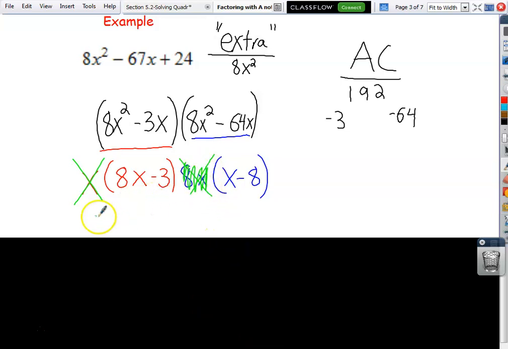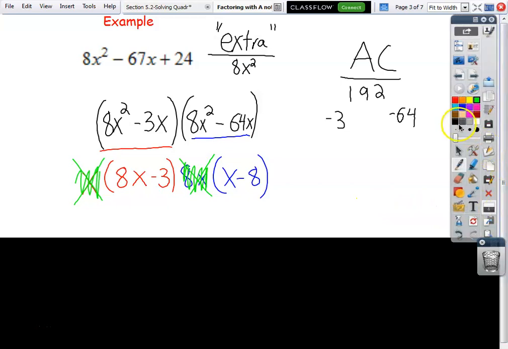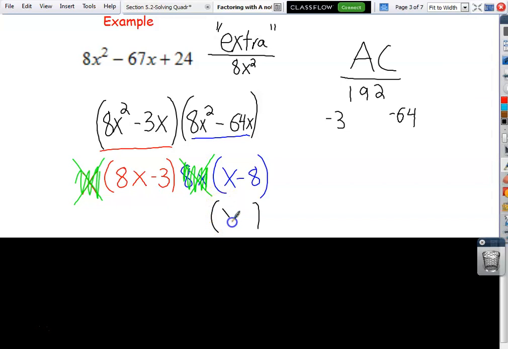Everyone knows they're gone. And what do I have left over? My binomials. What kind of wizardry is this? Now, if you're not sure if I factored this correctly, what could you do? FOIL it to check. Let's do that here.